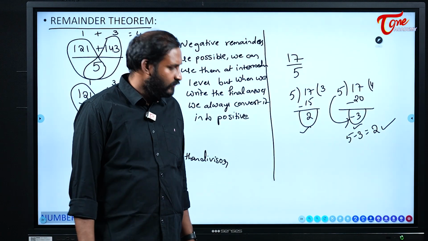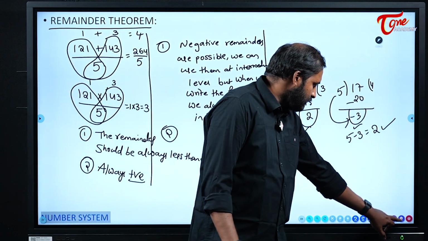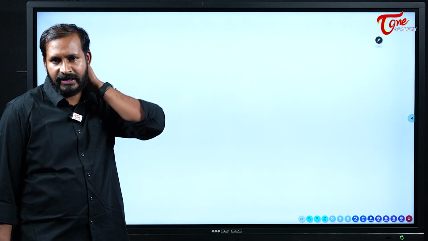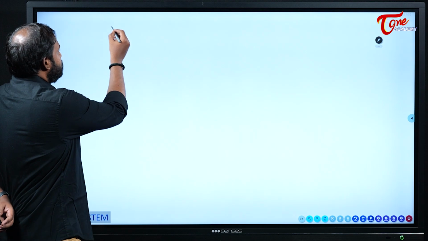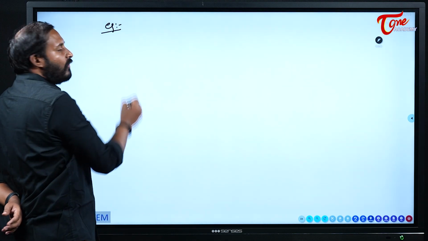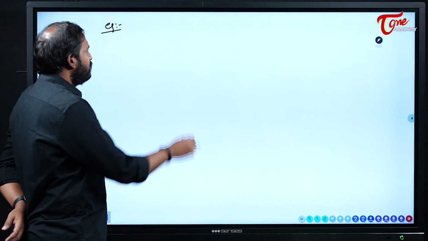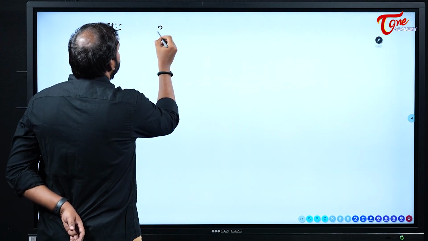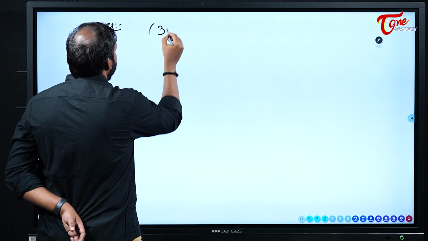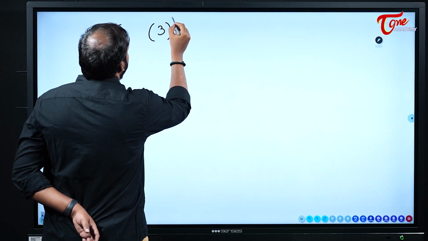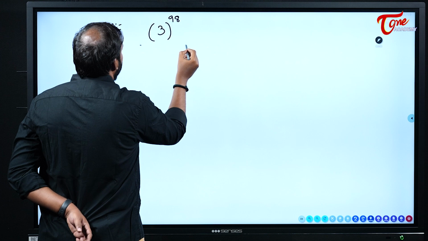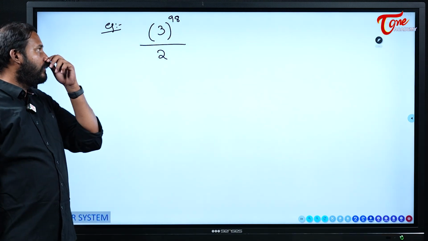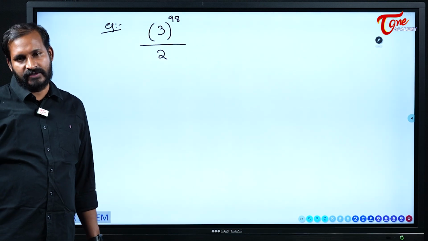We will see now how to find the remainders of a few things. Next one. Now, what are these remainders and how are we going to use them? Example, find the remainders of the following is the question for us. And the question is, 3 to the power of 98 by 2. If this is a question.